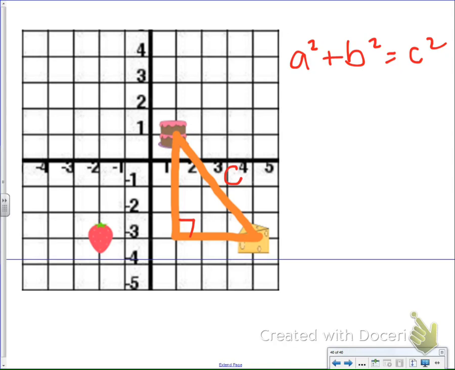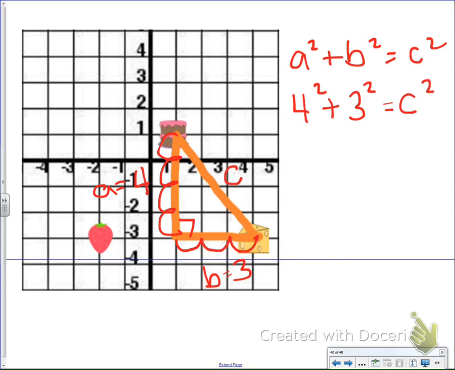So let's see if we can find our side lengths to start. 1, 2, 3, 4. So I have a side length of 4, and I'm going to call that side A. Then I have a side length of 1, 2, 3, and I'm going to call that my side length B. Now that I have those two pieces, I can come up to my formula and figure out my missing information. So A is 4 squared plus B, which is 3 squared, equals C squared. Well, I know 4 squared is 16, 3 squared is 9, and I add these together, and that's going to give me my C squared.